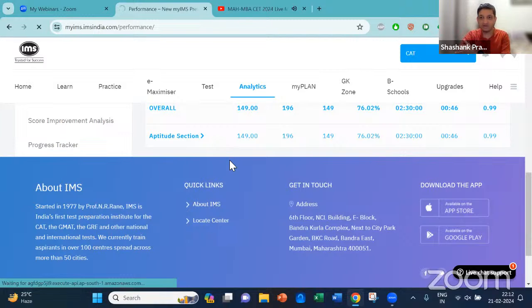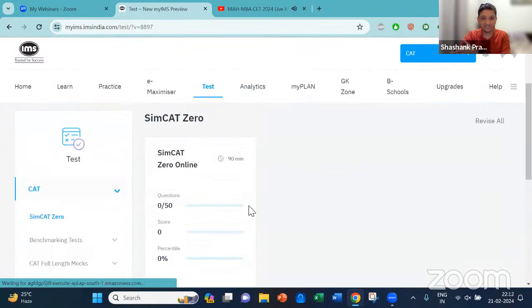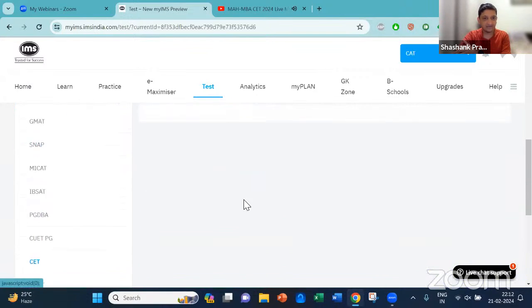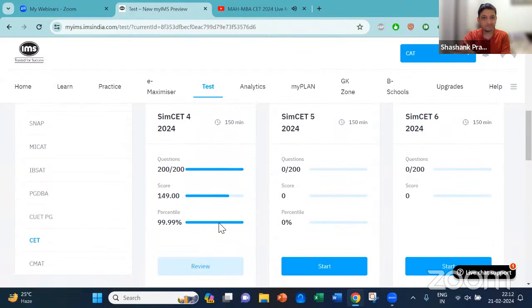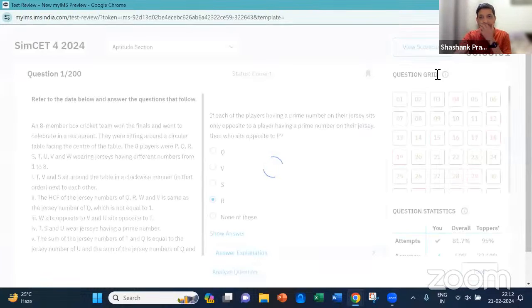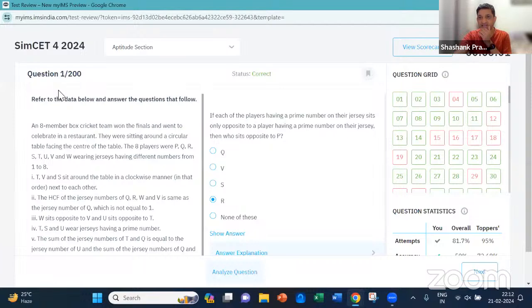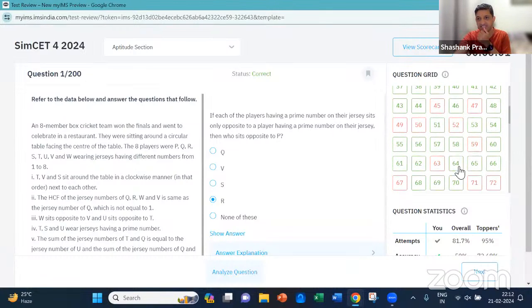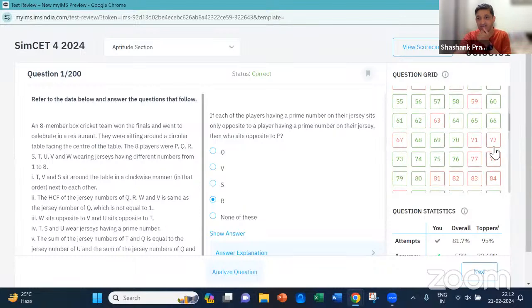Yeah, I am slightly overwhelmed by this score. I was definitely not expecting this. AdMat, CET. So let's see what happened. Okay, in terms of LR, 1, 2, 3, 4, 5, 6, 7, 8, 9, 10, 11, 12, 13, 14, 15, 16, 17, 18, 19, 20. So we got 20 wrong here. So it was 55 correct in the logical reasoning part.